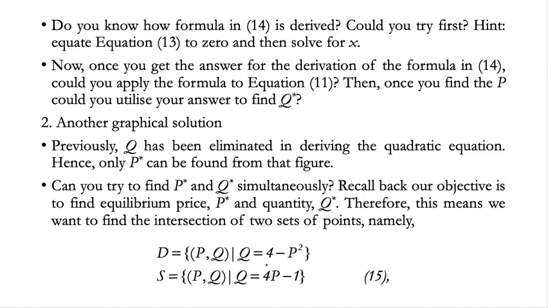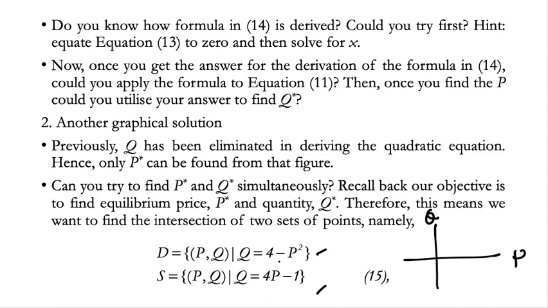For the demand, it is Q equals 4 minus P squared, and for the supply, it is Q equals 4P minus 1. Now, what you need to do here is that, instead of using the quadratic equation like what we did in 11 and also 12, we use these two equations and put both of them in the graph. That means in the graph, now you don't eliminate Q, you have P and Q. So you have Q here or P here.